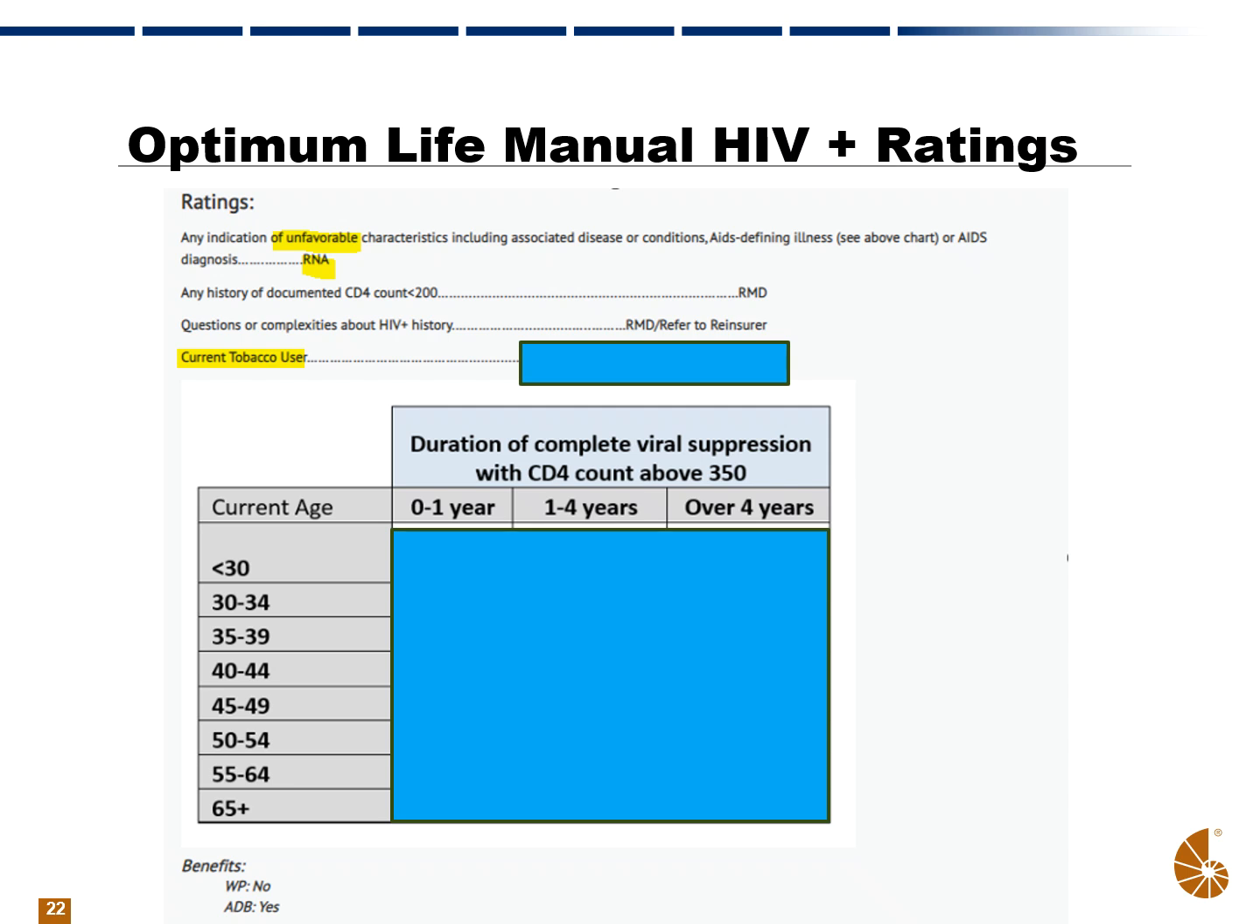And then current tobacco user, we said, was a negative factor. And then what we did is we have this chart here. We don't accept applicants who are less than 30 years old, and then we have brackets for 30 to 34, 35 to 39, etc. And then depending on the duration of complete viral suppression with CD4 count above 350, is it 0 to 1 years, 1 to 4 years, or over 4 years?